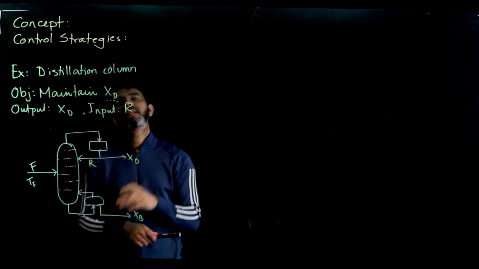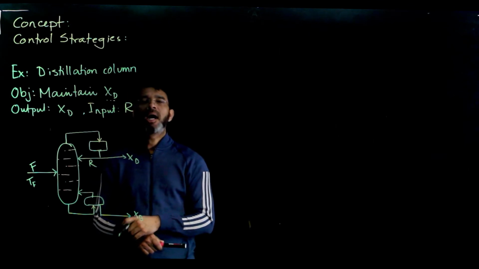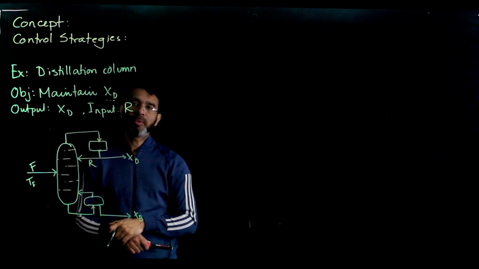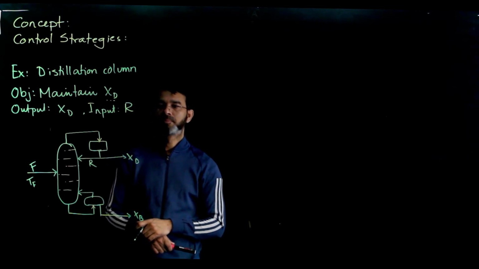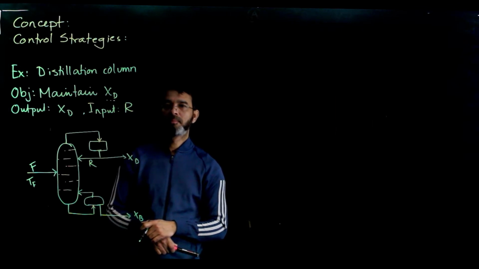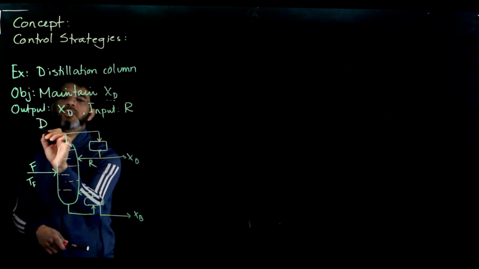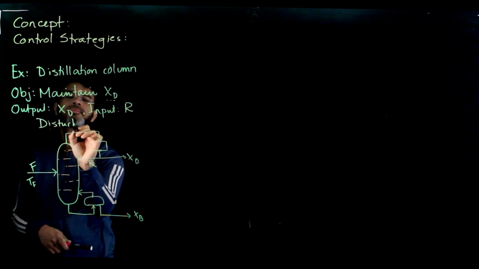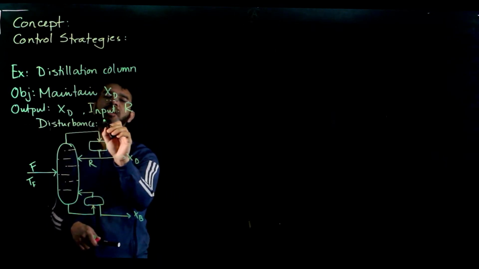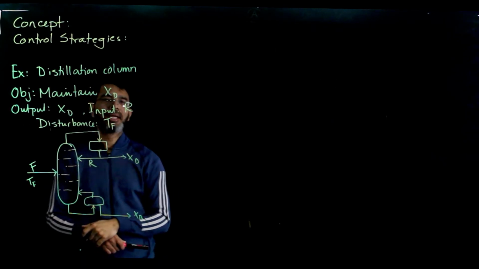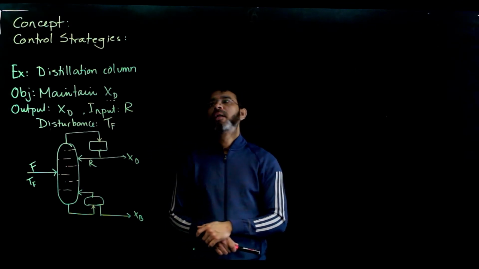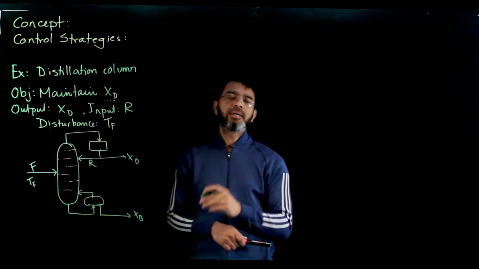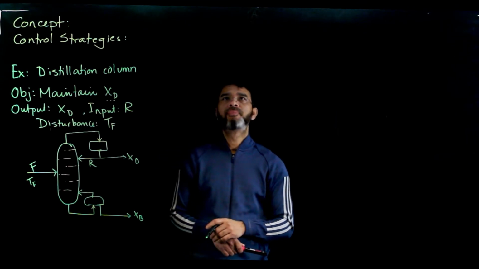Now again, if you recall the definition of disturbance: other variables that may affect the output, but you cannot manipulate or choose not to manipulate. Those are the disturbances. So one disturbance for this case can be the feed quality. We'll simply call that, maybe, the temperature, as an example, but any feed quality can be the disturbance for this case.